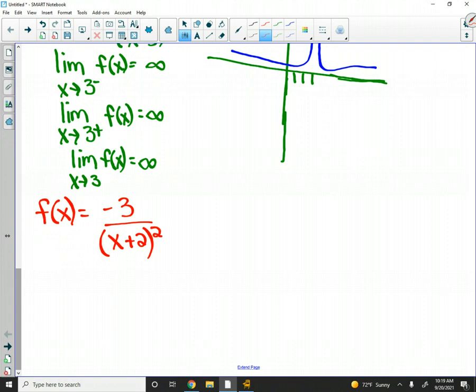Let's try this one. Okay, let's break this down into parts. What's the x plus 2? Do you want to try this on your own first? Yeah? Okay, try it on your own, then we'll confer.